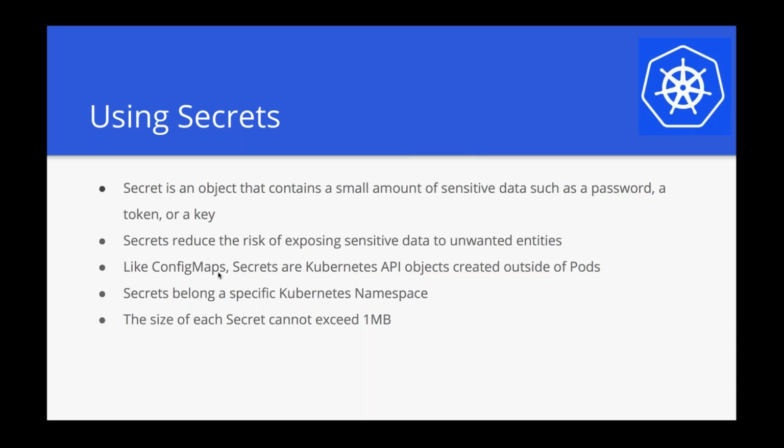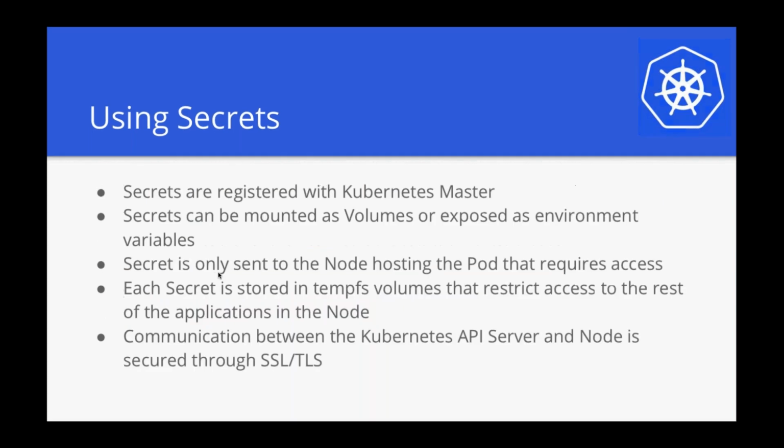Like config maps, secrets are also created outside of the pod and containers. They have no clue who is going to use them. They are completely independent, and again, they are first-class API objects of Kubernetes. Like config maps, secrets also belong to a specific Kubernetes namespace. And the size of each secret cannot exceed 1 MB. Given the use case and the design goal of secrets, this is not a big deal, because I don't think any of your passwords will be more than 1 MB.